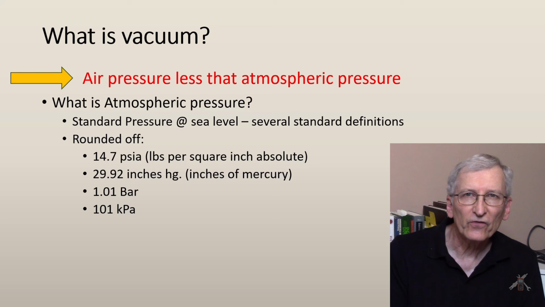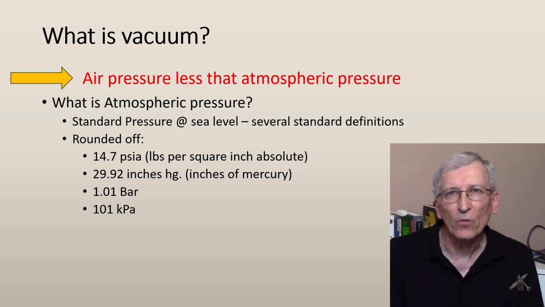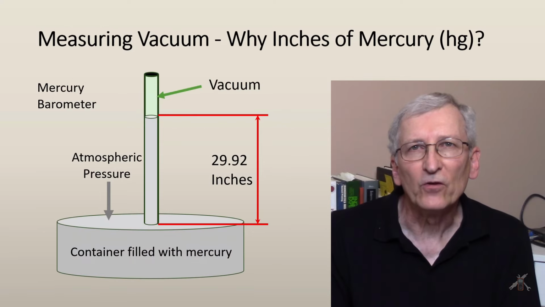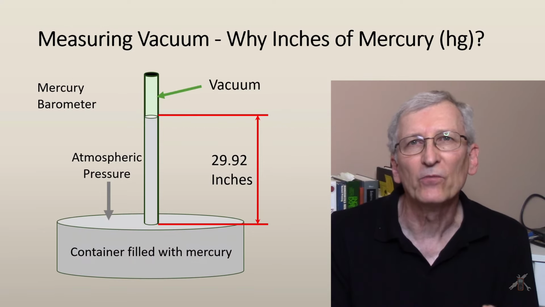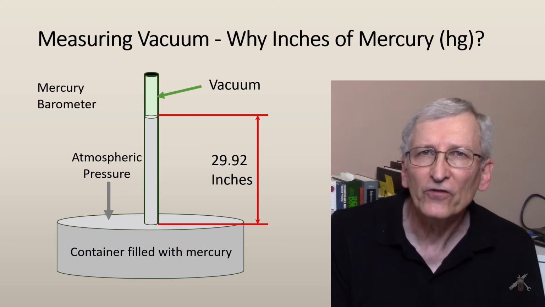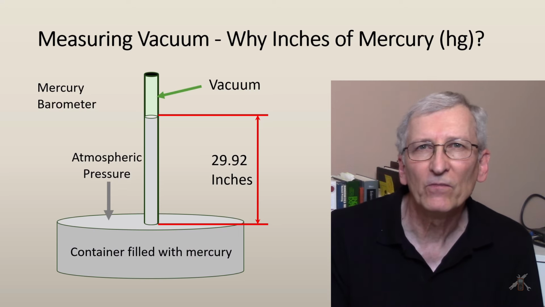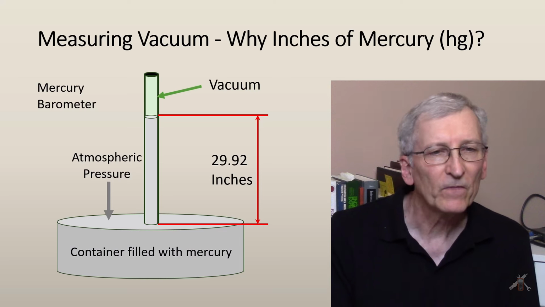In metric terms, it's usually in bars. It's a little over 1 bar, or a little over 100 kilopascals. When we talk about vacuum, we most often talk about vacuum in inches of mercury. Why is that? What's an inch of mercury? Why are you concerned about that?